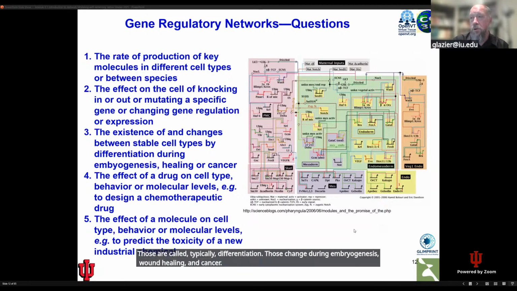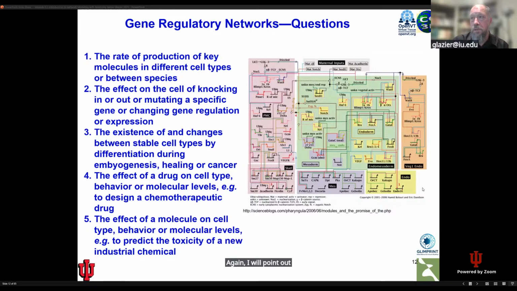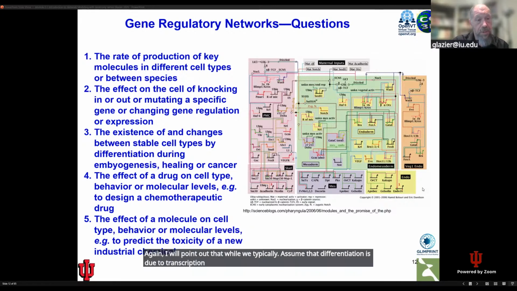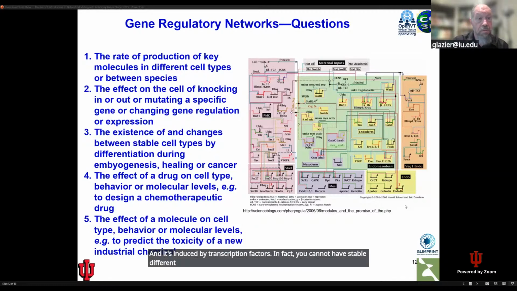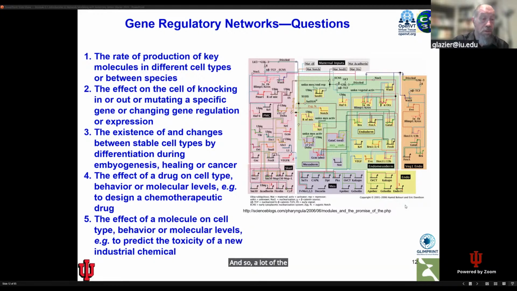Again, I will point out that while we typically assume that differentiation is due to transcription factors and it's induced by transcription factors, in fact, you cannot have stable differentiation due to transcription factors. And so a lot of the textbooks are simply incorrect in the way they describe differentiation.